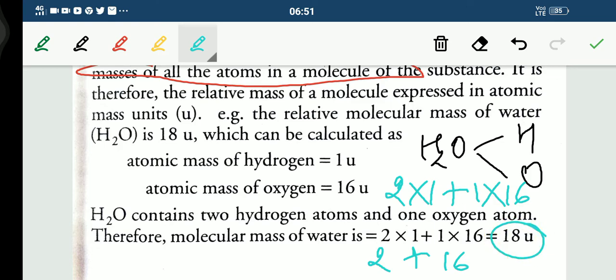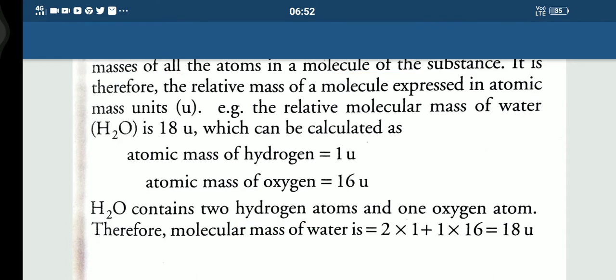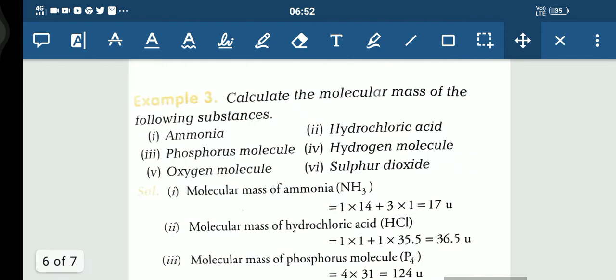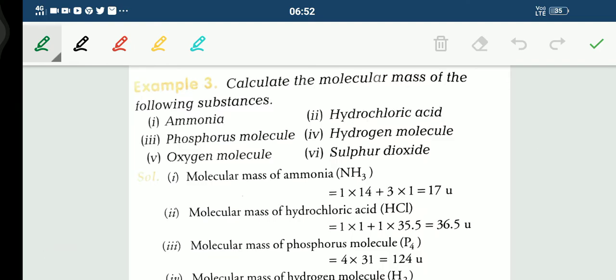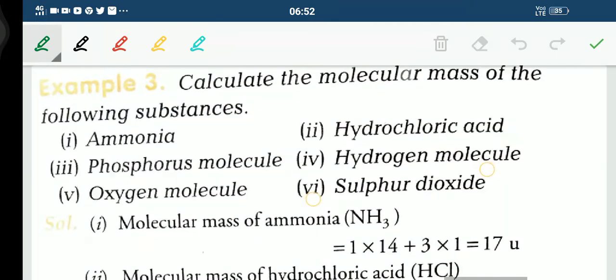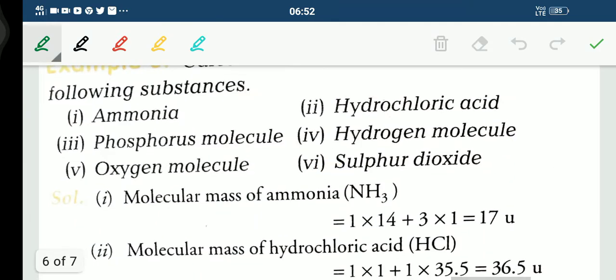Earlier we used to write it as atomic mass unit, but I have already discussed with you, children, that now we'll be writing it as U, that is unified mass. Fine. Now we'll be covering the molecular masses of some substances. See, these are very easy, children, so there is no need to worry.